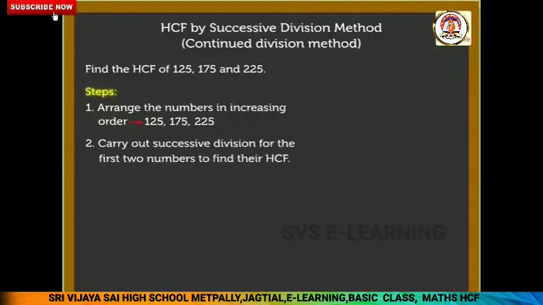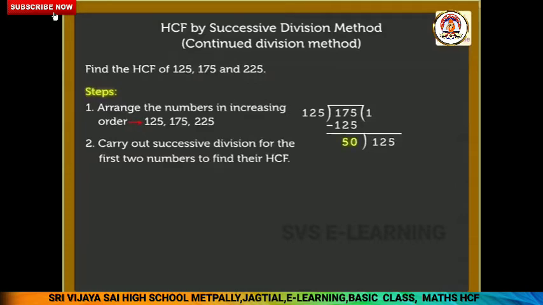Here, the first two numbers are 125 and 175. So, we perform the division between them. We know 125 into 1 is equal to 125. 175 minus 125 gives the remainder 50. Now, here 50 becomes the divisor and 125 becomes the dividend.